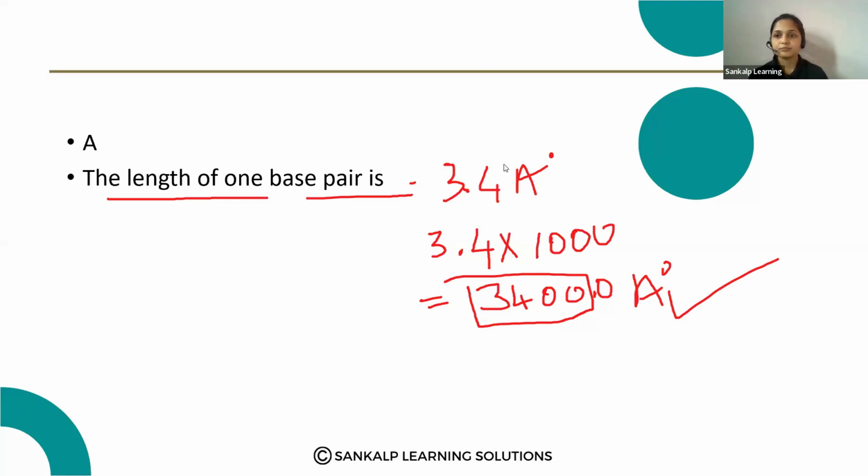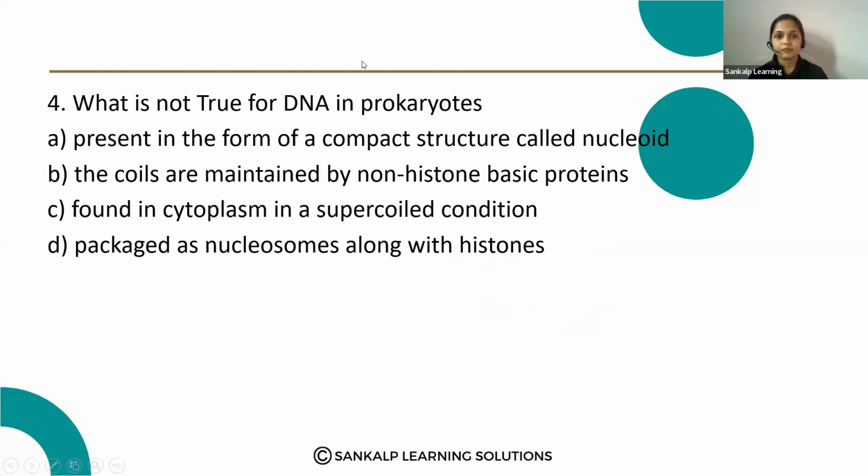Next question. What is not true for a DNA in prokaryotes? Which is the incorrect sentence, that you have to find out. Prokaryotes, for example bacteria, do not contain a well organized nucleus. Option A says it is present in the form of a compact structure called the nucleus. Yes, this is the incorrect statement.